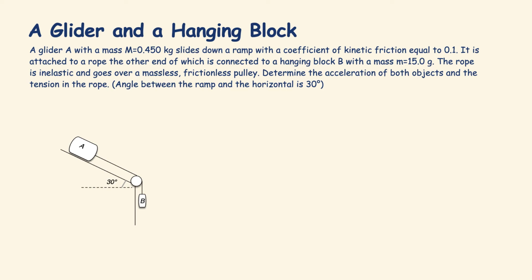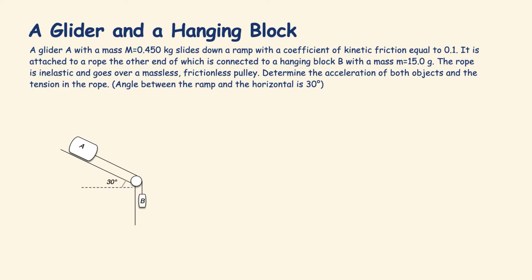We're ready to consider a somewhat more complex example here that will combine the motion of sliding down an incline with what we have seen from boxes and blocks with ropes on a pulley. We will have a glider A with a mass of 450 grams or 0.45 kilograms, sliding down a ramp with a coefficient of kinetic friction equal to 0.1.